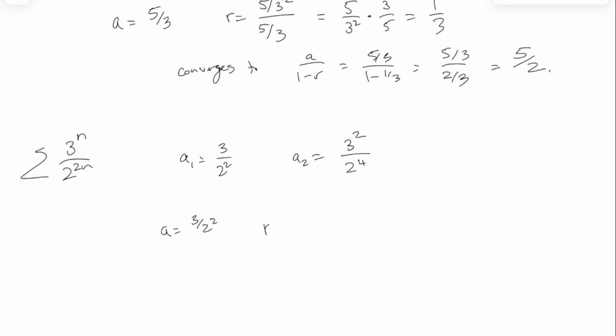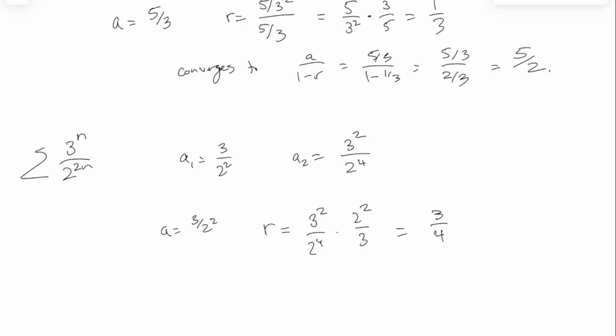And R is A2 divided by A1, also known as A2 times the reciprocal of A1, so that would be 3 squared over 2 to the 4 times the reciprocal of A1, which would be 2 squared over 3. Cancel stuff out, I get 3 up top and 3/4, I think, right? 3 remains in the numerator and then 2 squared in the denominator, which is a 4. All right, I think I did that right.